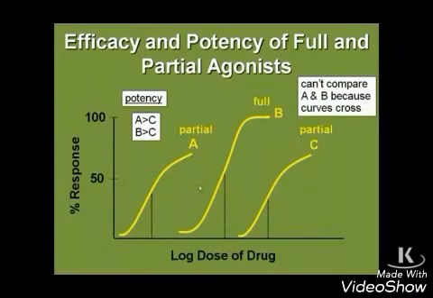So we would make a summary by saying A is more potent than B at low doses, B is more potent than A at high doses. And that's why we can't make an absolute statement, an always type of statement saying that A is always more potent than B, because that's not true.